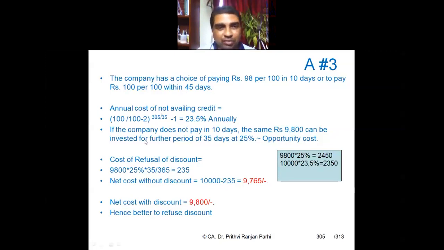I had shown you that formula. The cost of not availing the credit is, this is the formula, 100 divided by 100 minus 2, the discount, to the power of 365 divided by the number of days, 35, minus 1. It comes to 23.5% annually.